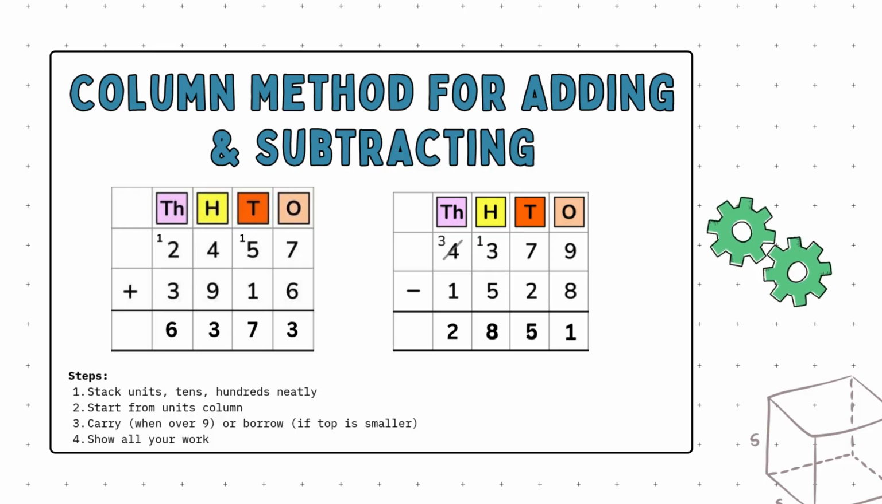When we are subtracting, we always start from the units column as well. If the digit on top is smaller than the digit below it, we can't subtract. So we borrow from the next column to the left. We take 1 from the column and add 10 to the current digit to help us subtract. As you can see here from this example on screen.